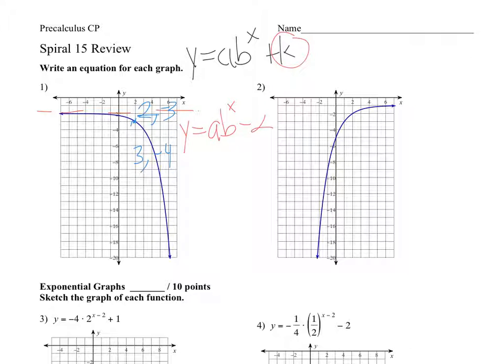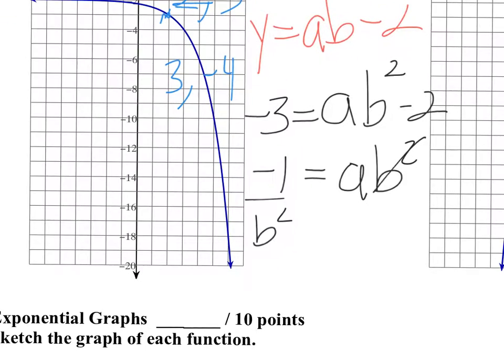Okay, let's plug that first point in first, so -3 is equal to a b to the 2 minus 2. I'm going to add 1 to both sides. -1 is equal to ab squared. I'm going to divide by b squared and end up with a is equal to -1 over b squared. I'm going to use that in my other equation for this.